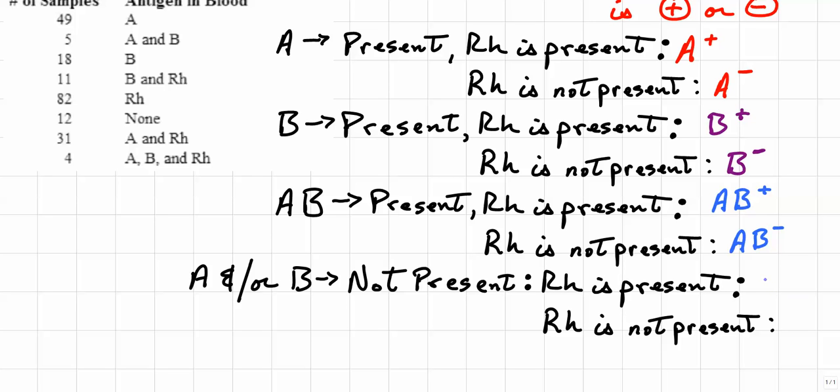If A and B are not present and RH is present, that will be O positive blood. If A and B are not present and RH is not present, that is O negative blood. Now we want to use this in a Venn diagram in order to answer the questions in the problem. So let's go ahead and set up a Venn diagram.